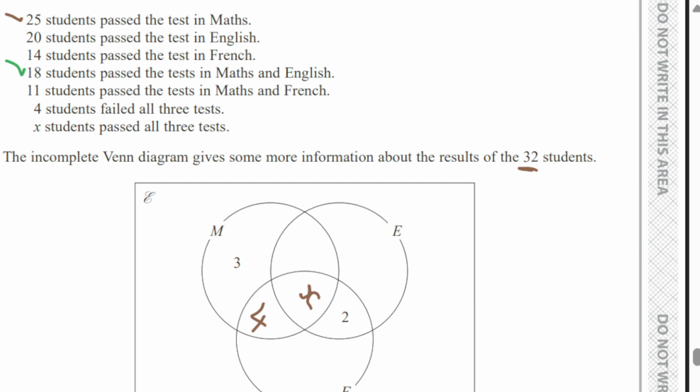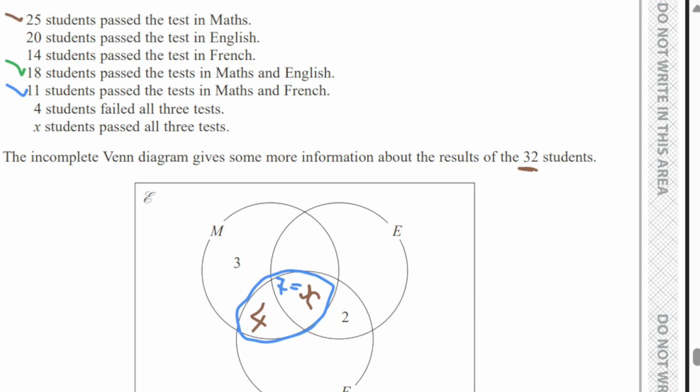Now, another very important information given is that 11 students passed math and French. So math and French is here. So this part is 11. Since this is 4, that means x equals 7, because 7 plus 4 is 11. And that's it. We found it.